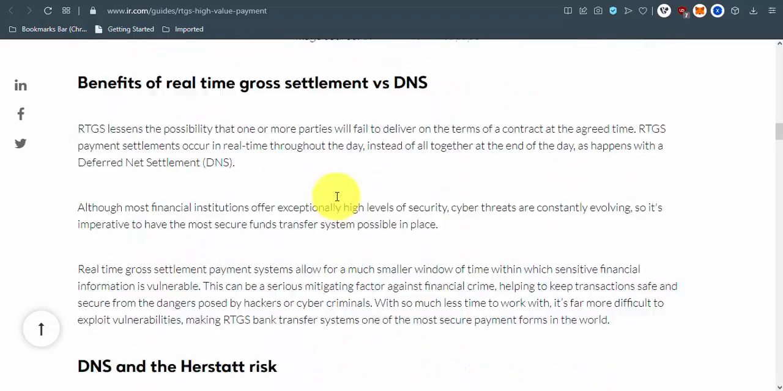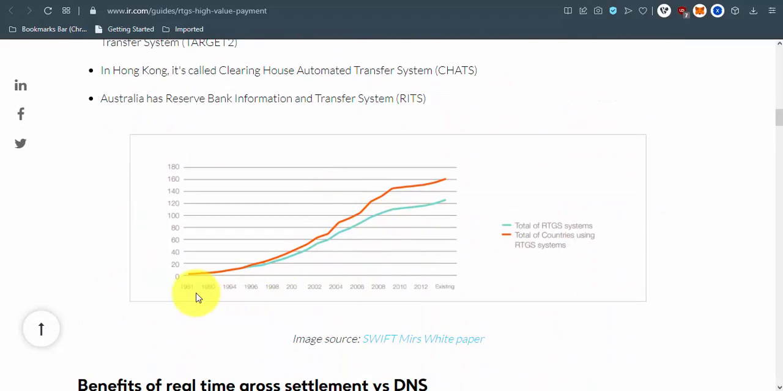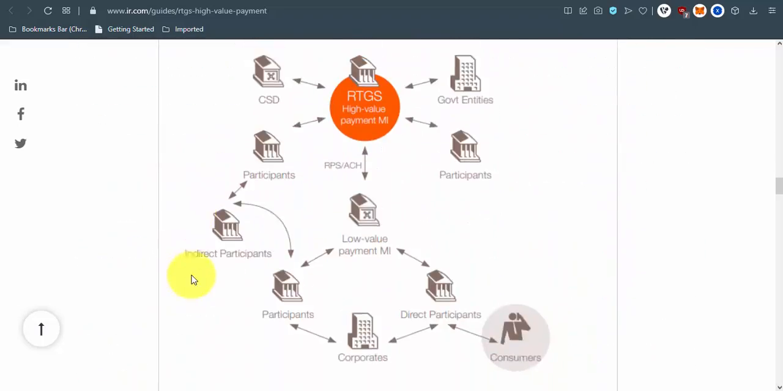So let's scroll down here. Oh, this is a nice chart. This chart tells you the total number of RTGS systems and the total number of countries using RTGS systems. It starts from 1981 at 0, and in 1990 there's a little increase in countries using it, and in 1996 more countries are using it. Then the total number of RTGS systems increases, as does the number of countries using it, until today. So people are saying it's going to go live in 2022 when it's been around since 1981. Come on, guys. This is ridiculous now. So here's this diagram as well.